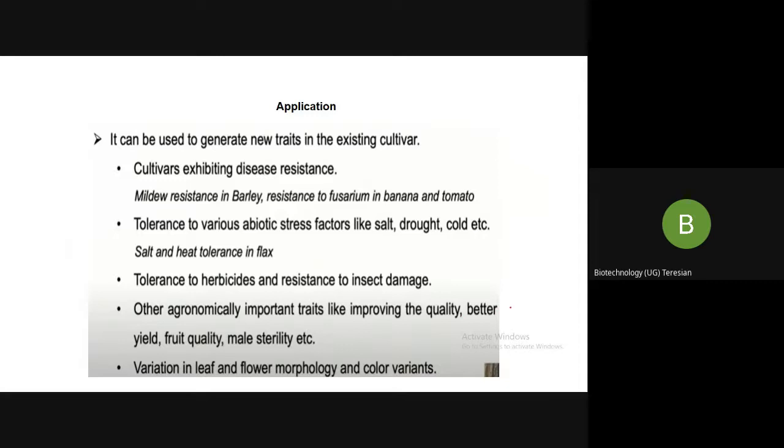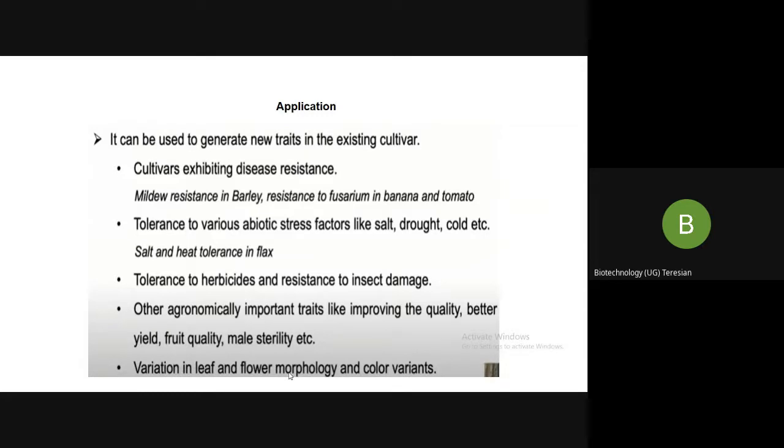Okay, cultivars exhibiting disease resistance. These are all applications, like mildew resistance in barley, resistance to Fusarium in banana and tomato, tolerance to abiotic stresses like salt, drought, cold, and heat in the flax plant, tolerance to herbicide and resistance to insect damage, other agronomic traits like improving quality, better yield, fruit quality, male sterility, etc., variation in leaf and flower morphology, and color variance. So these are some of the applications.